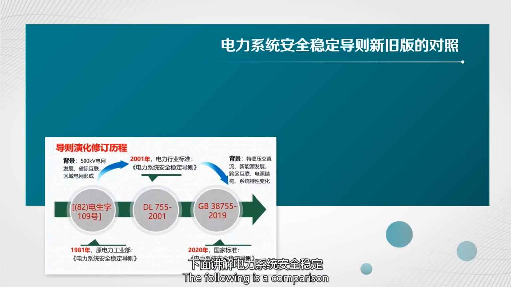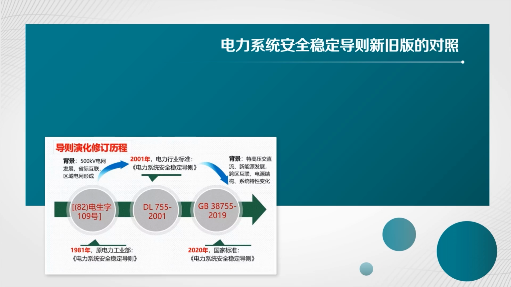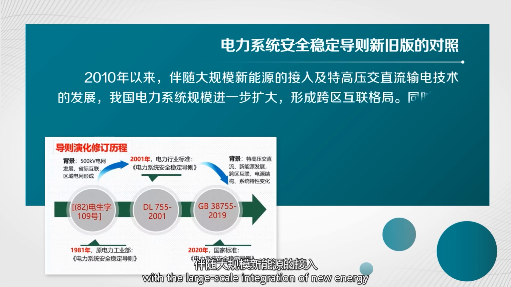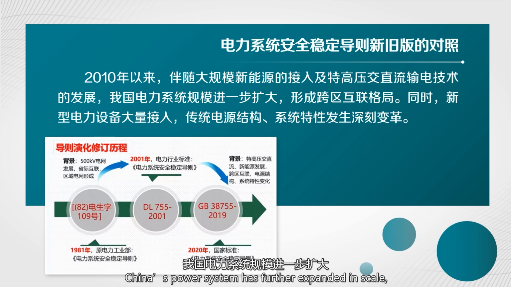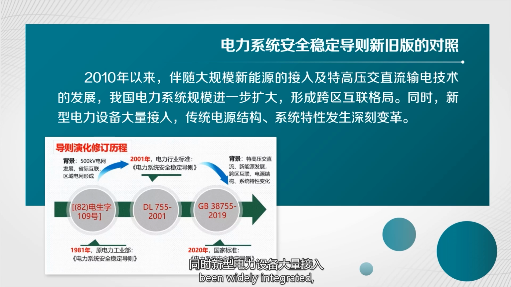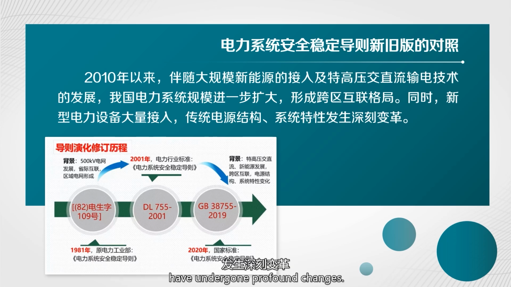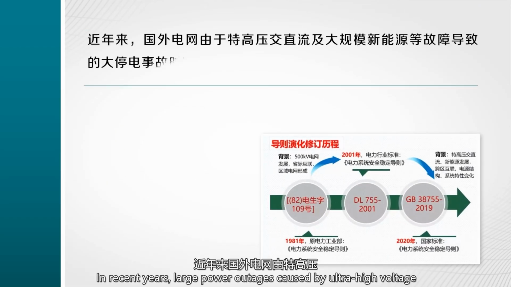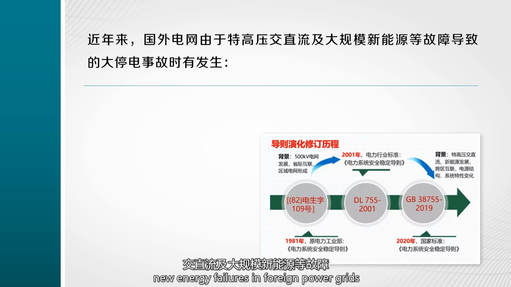The following is a comparison between the new and old versions of the guidelines for power system safety and stability. Since 2010, with the large-scale integration of new energy and the development of ultra-high voltage AC/DC transmission technology, China's power system has further expanded in scale, forming a cross-regional and interconnected pattern. At the same time, new power equipment has been widely integrated, and the characteristics of conventional power source systems have undergone profound changes.